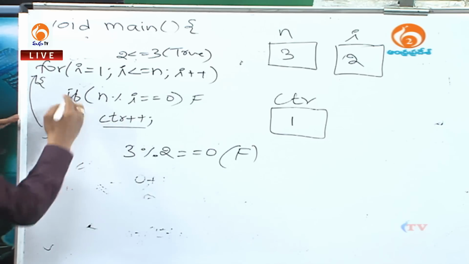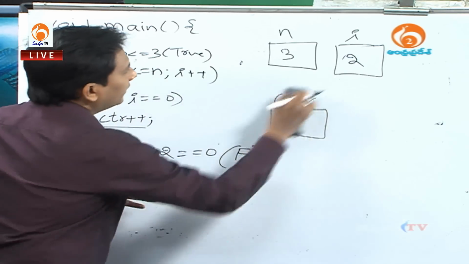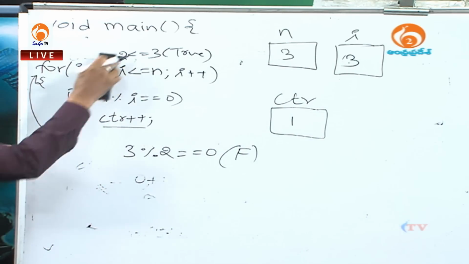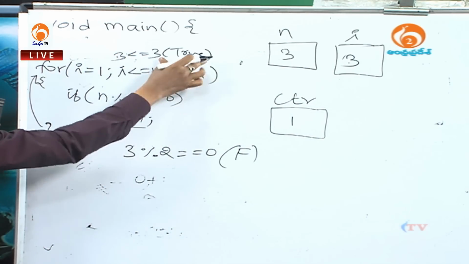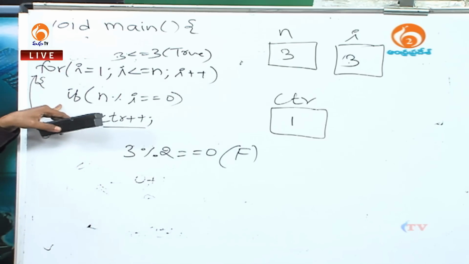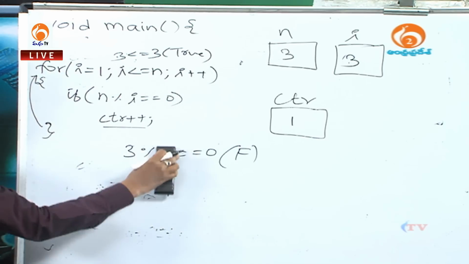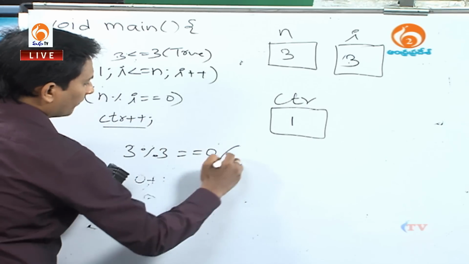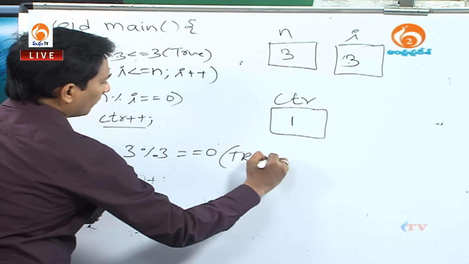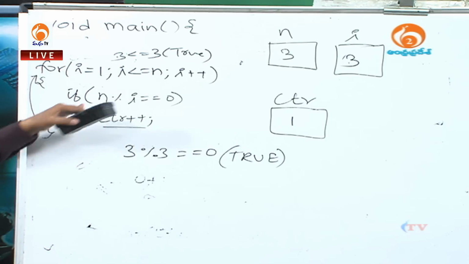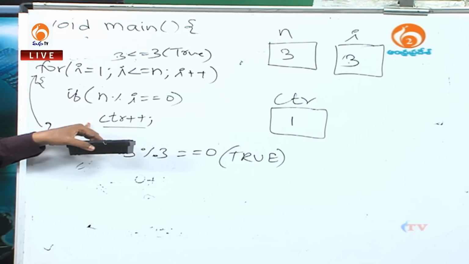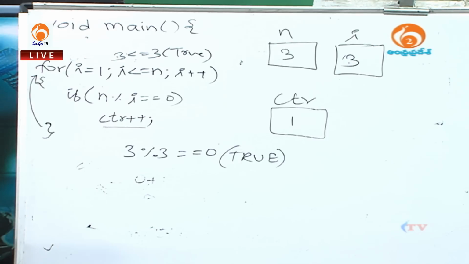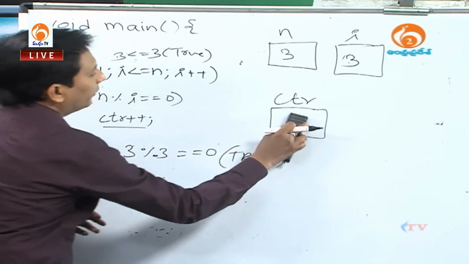Again, next iteration, i++, i is incremented by 1, that is 3. 3 less than or equal to 3, which is true. Next, if n % i, n is 3 and i is 3, which is true. The condition becomes true. Counter++, ctr++, the counter is incremented by 1. Initially it was 1, now it becomes 2.